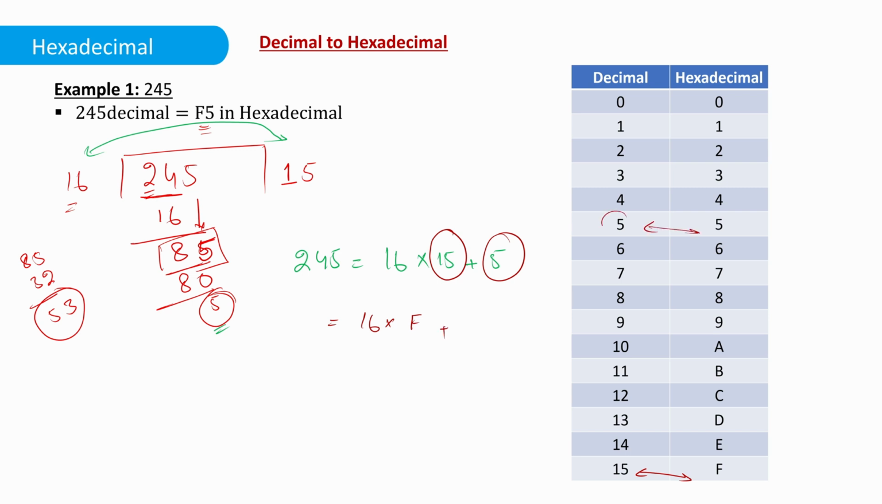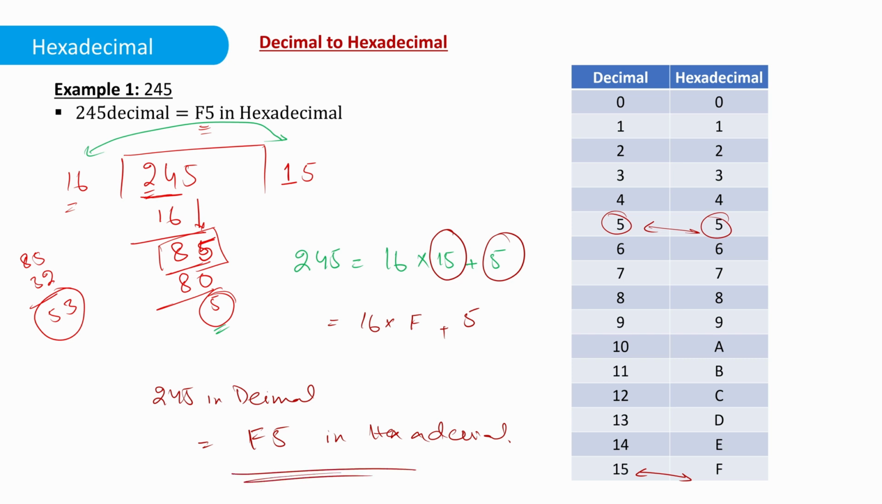So what happens is that we got our final result, which is 245 in decimal is equal to F5 in hexadecimal. Okay, so this is our answer. And we can clearly see over here that the answer is correct.